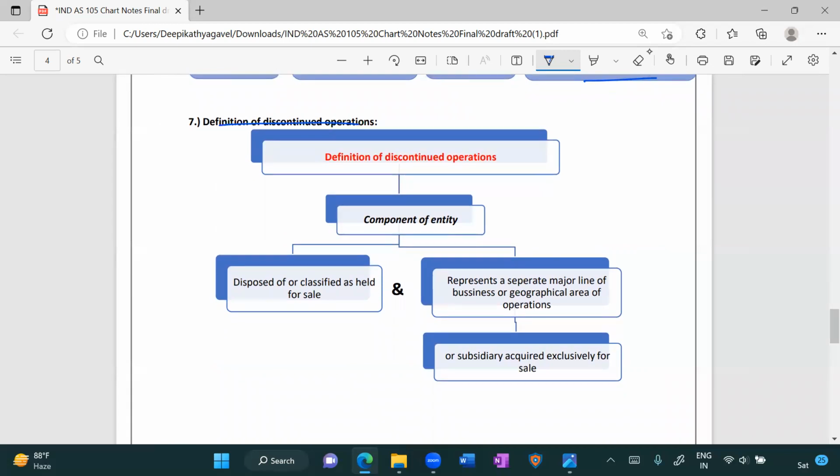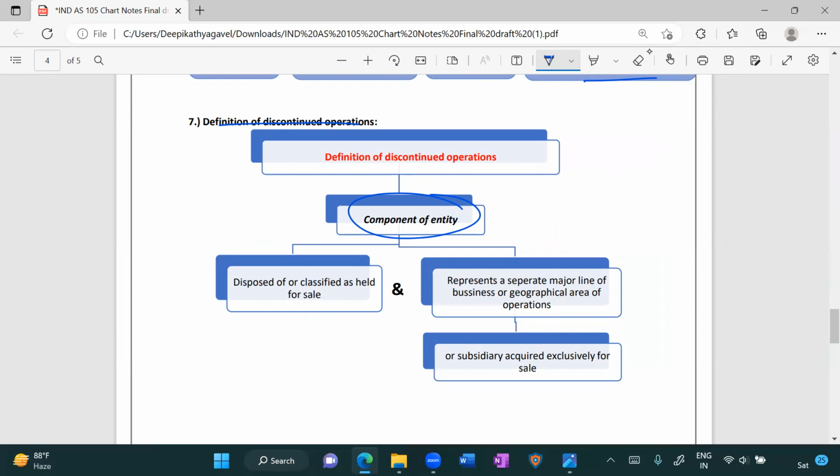Now the non-current assets held for sale part is over. We are moving to part 2, that is discontinued operations. What do you mean by a discontinued operation? The standard says it is a component of an entity which is either disposed of or classified as held for sale.